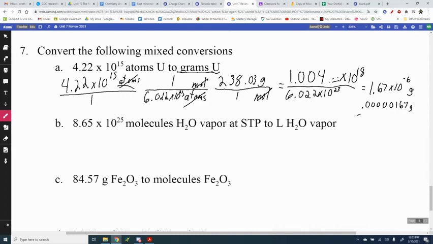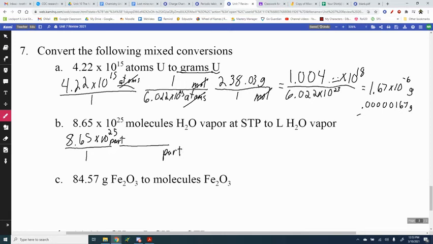Okay. All right, so next one, 8.65 times 10 to the 25th molecules of H2O, and we're going to liters of water vapor. So we start off with our given, 8.65 times 10 to the 25th over 1. We do our conversion factor. Oh, and I forgot to put units. Bad, Roth. Molecules, so that's going to be particles. Okay, so we put particles on the bottom so that it cancels out.